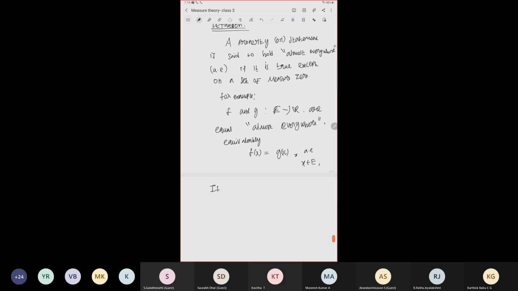So where they are not equal, this set of all x belonging to E such that f of x is not equal to g of x has measure zero. So m of this set is zero. Otherwise we can just say measure zero, because outer measure zero means those sets are measurable. That we saw already when we studied.